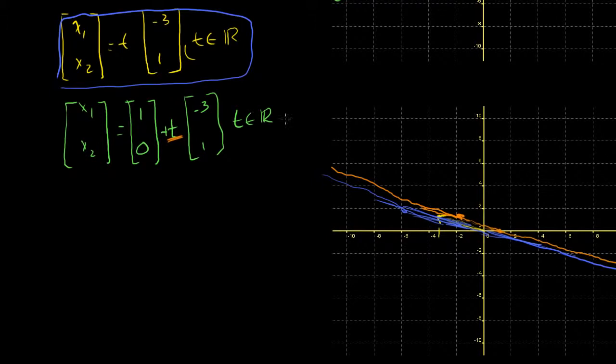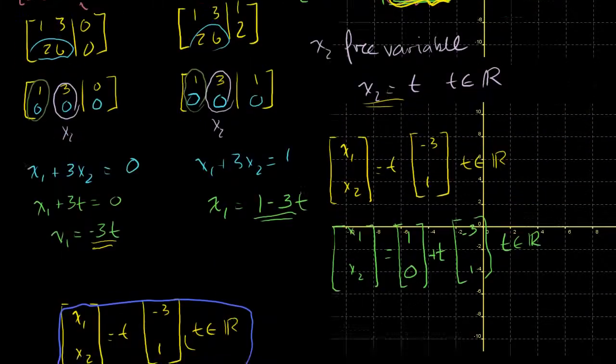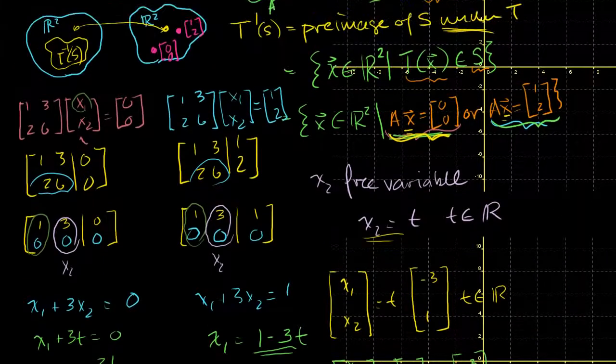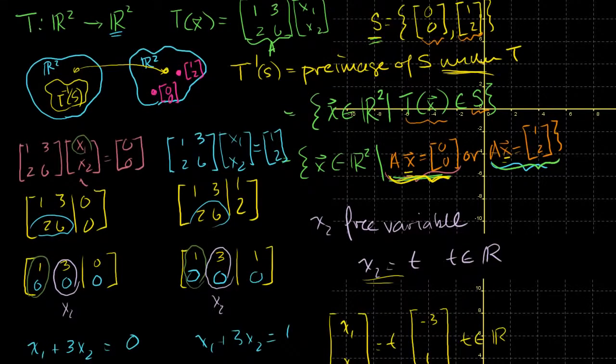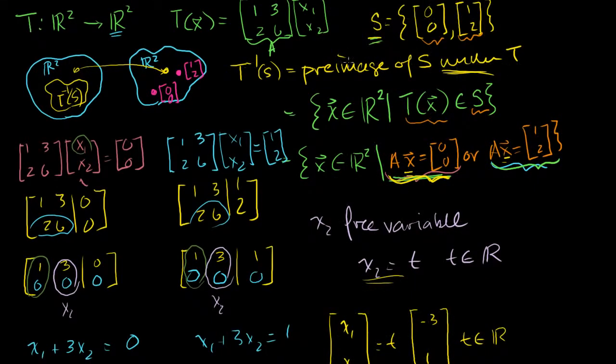Now, why did we do all of this? Remember, what we wanted to find out is what were all of the vectors in our domain that, when we apply the transformation map to vectors within our subset of our codomain, map to either (0, 0) or the vector (1, 2). And we figured all of those vectors out by solving these 2 equations.